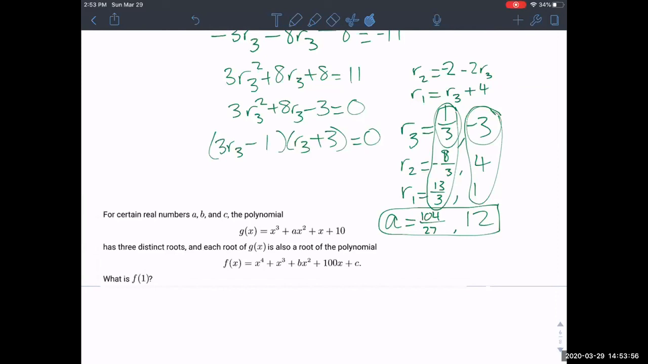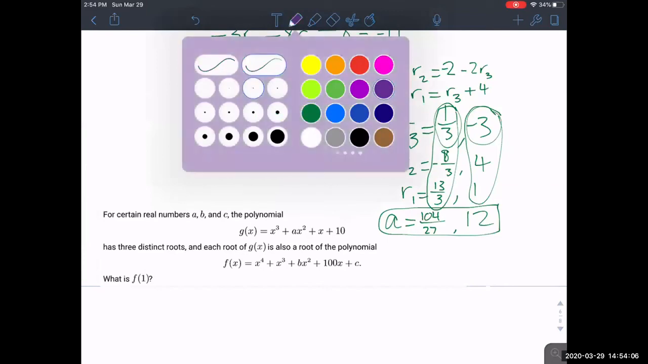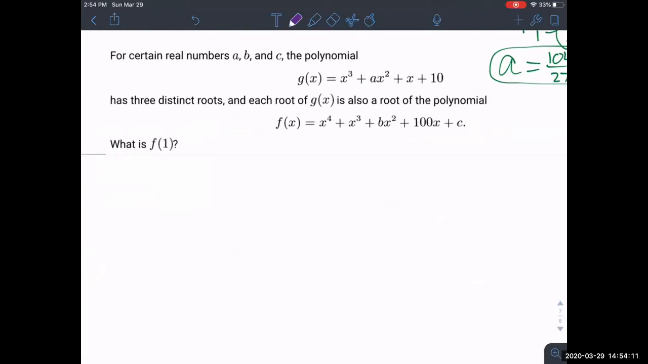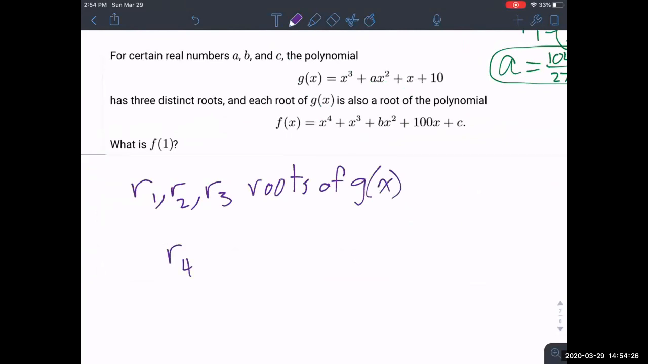All right, let's just go ahead and finish this one. I have to rush a bit because we're running low on time, but I'll change to purple just to differentiate. Let the three roots of g(x) be R1, R2, and R3, and let R4 be the extra root of f(x).